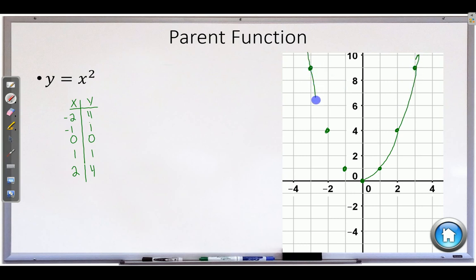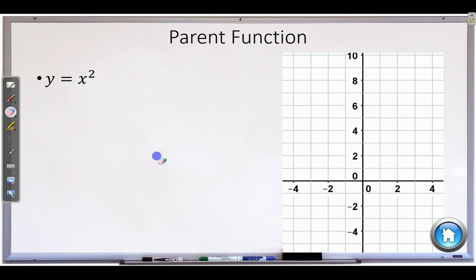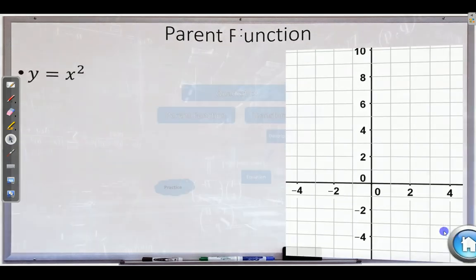This is the most basic, the parent function, and we are going to be transforming it, which means we're going to move it up and down and left and right. That's a translation. And then we'll be flipping it over the x-axis like this. That's a reflection. And we will also be stretching and shrinking it. So that's really what we're going to take a look at here. So let's get started on that.